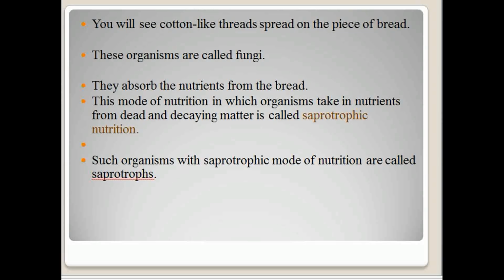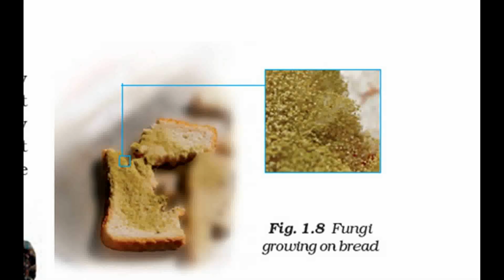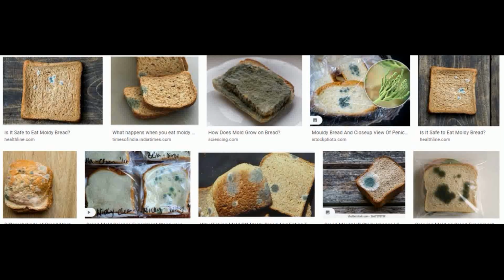You will see cotton-like threads spread on the piece of bread. These organisms are called fungi. They absorb the nutrients from the bread. This mode of nutrition in which organisms take in nutrients from dead and decaying matter is called saprophytic nutrition. Such organisms with a saprotrophic mode of nutrition are called saprotrophs.